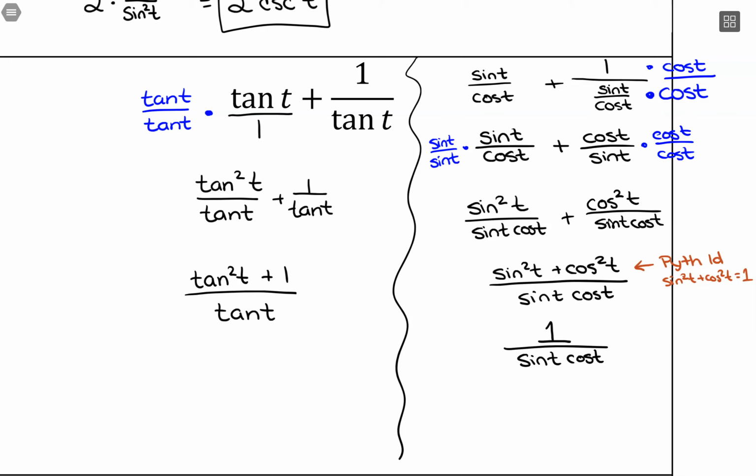And then our last piece is, I could think of this as equivalent to, I can write it down here, 1 over sine of t times 1 over cosine of t. Well, 1 over sine of t is just cosecant. 1 over cosine is secant.